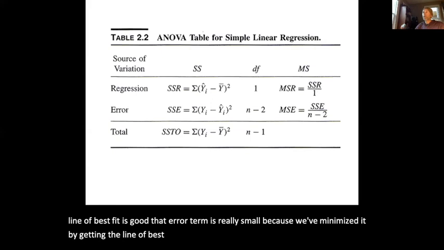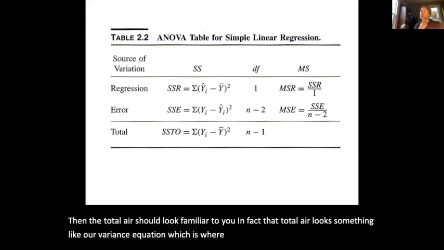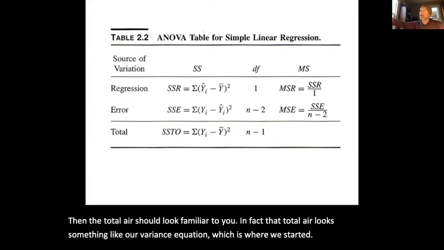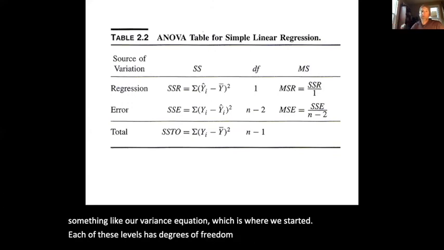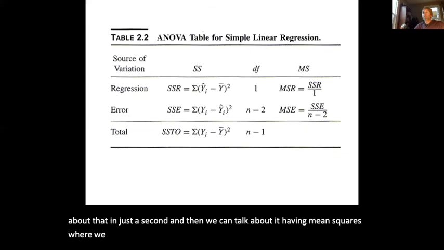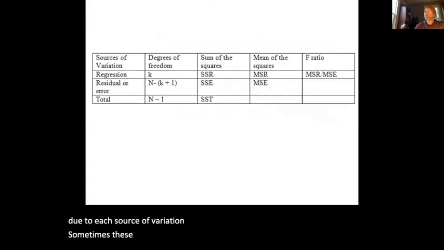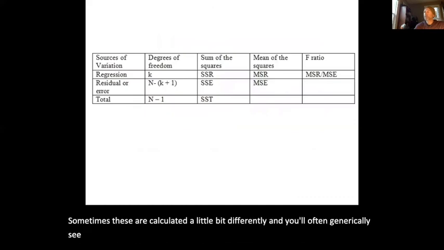Then the total error should look familiar to you. In fact, it looks something like our variance equation, which is where we started. Each of these levels has a degrees of freedom associated with it, and we'll talk about that in a second. Then we can talk about the mean squares, where we divide by those degrees of freedom to get the average variance due to each source of variation. Sometimes these are calculated a little differently, and you'll often see ANOVA tables for regression represented generically like this.